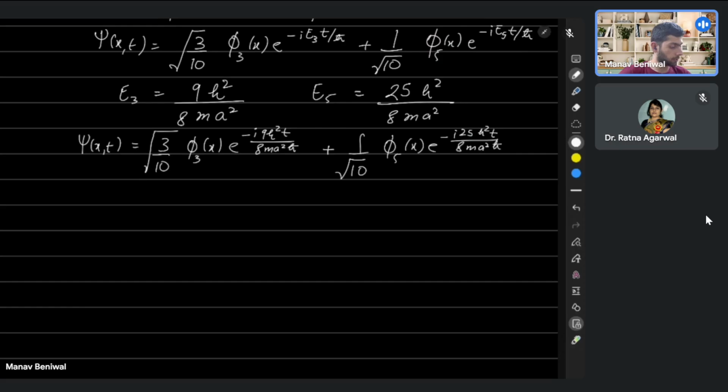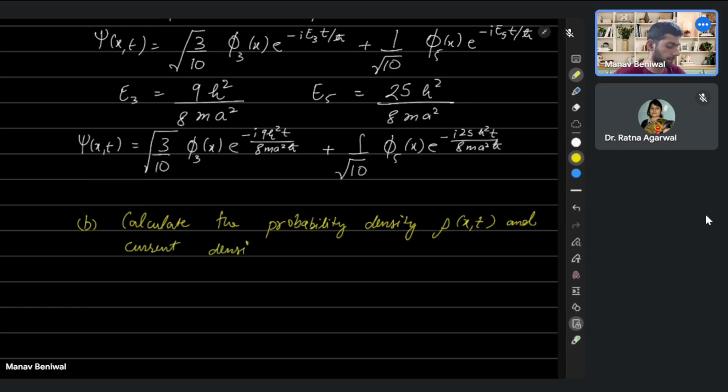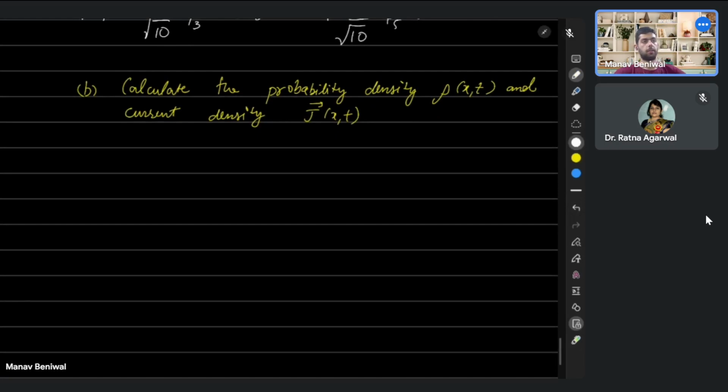Okay. Now let's do the b part. The b part asks us to calculate the probability density rho(x,t) and current density j(x,t). So this is the second part of this problem.